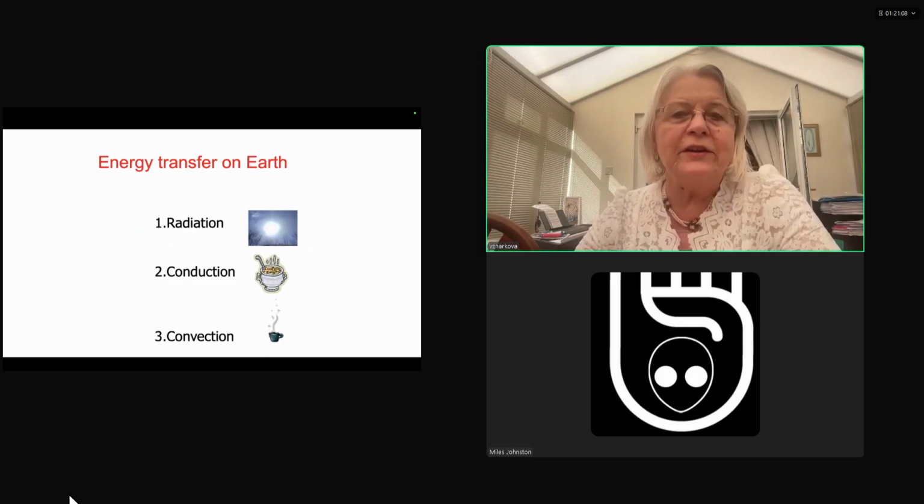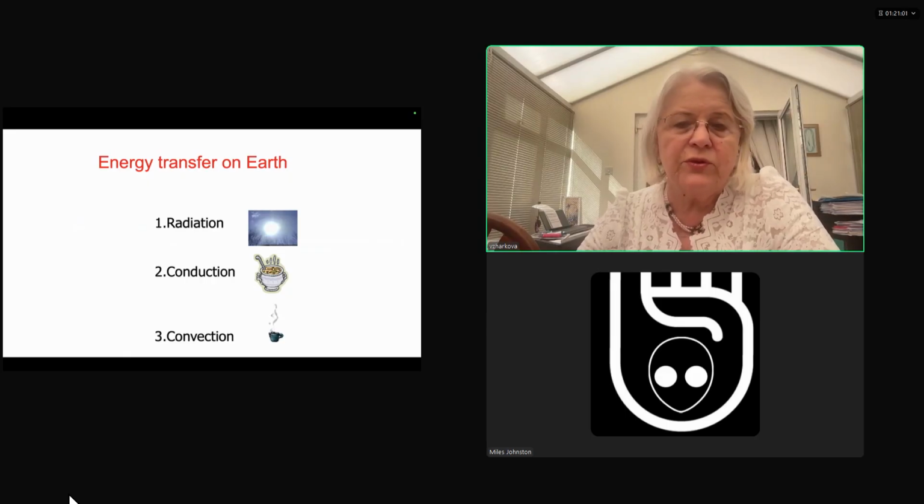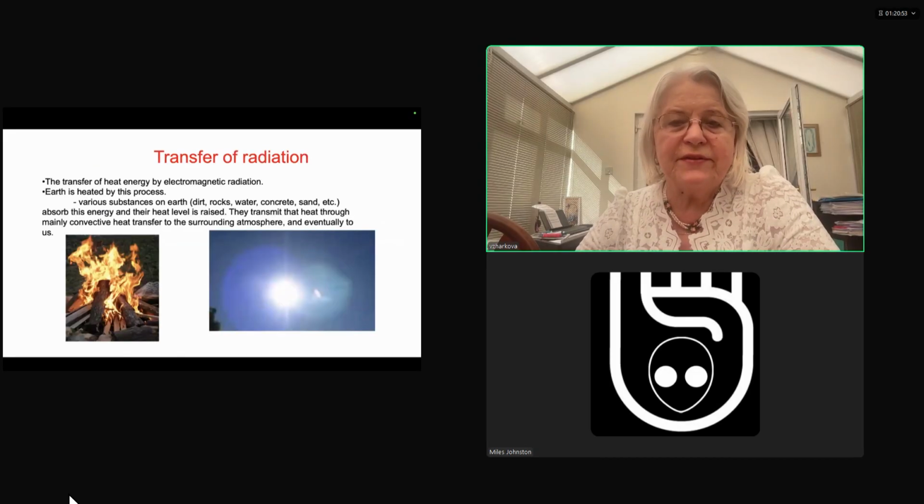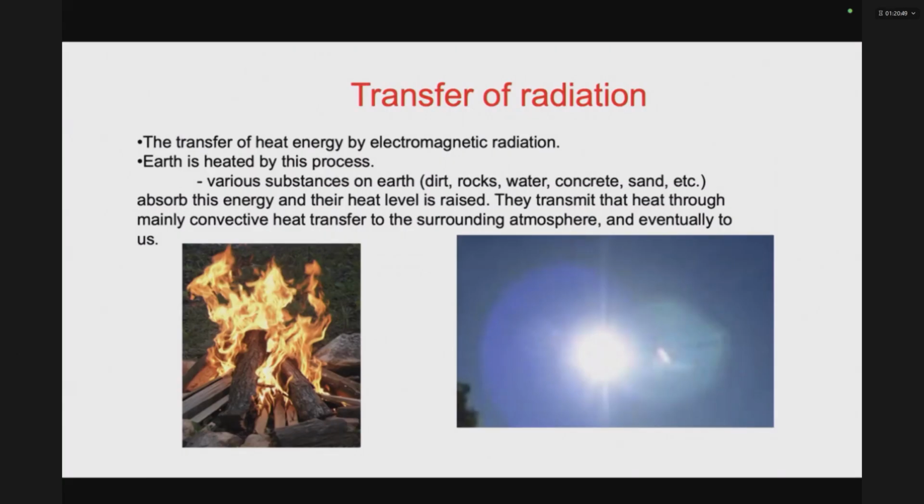So energy transfer on Earth can be done by radiation from the sun, some conduction, and some convection, like a tea heating the air, or some battery. If you look at the transfer of radiation, this is the main source, because electromagnetic radiation, especially UV radiation, is very high energy, short wavelength radiation, and the Earth is heated by this process, and it heats various substances: dirt, rocks, water, concrete, sand, and everything. This is how energy is transmitted.